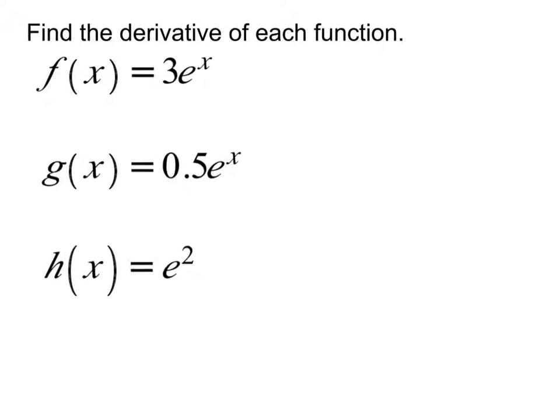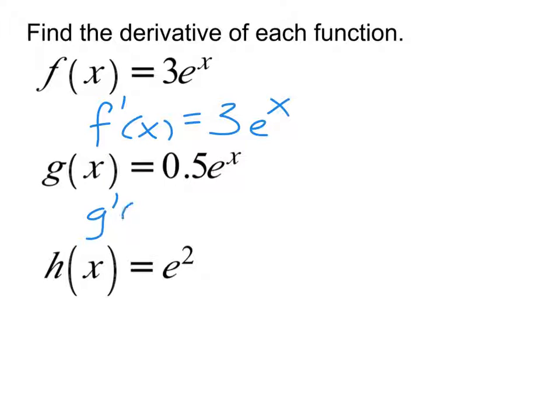So now we find the derivatives of functions involving e to the x, but that aren't just e to the x. So for f of x, we have f of x equals 3 times e to the x. When I go to find the derivative, f prime of x, you notice it's a constant 3 times e to the x. Remember that with our constant rule, anytime you multiply something by a constant, it's just going to be the constant times the derivative of the function as well. So I know my answer is going to be 3 times the derivative of e to the x. Well, of course, the derivative of e to the x is just e to the x. And so the derivative of 3 e to the x is 3 e to the x.